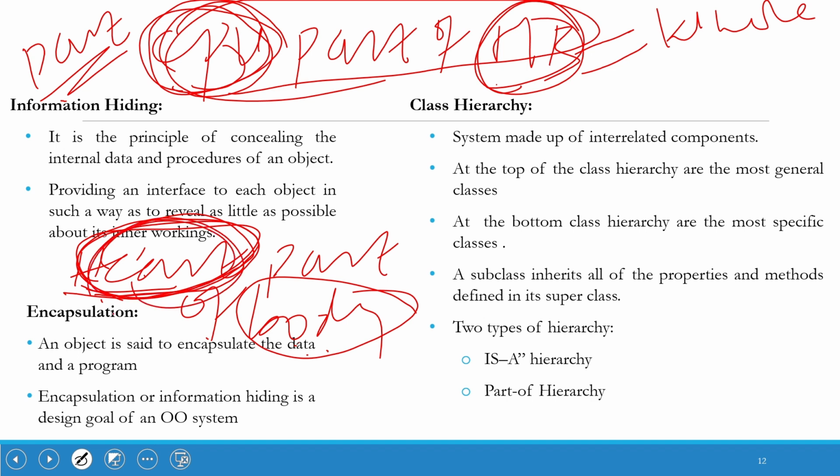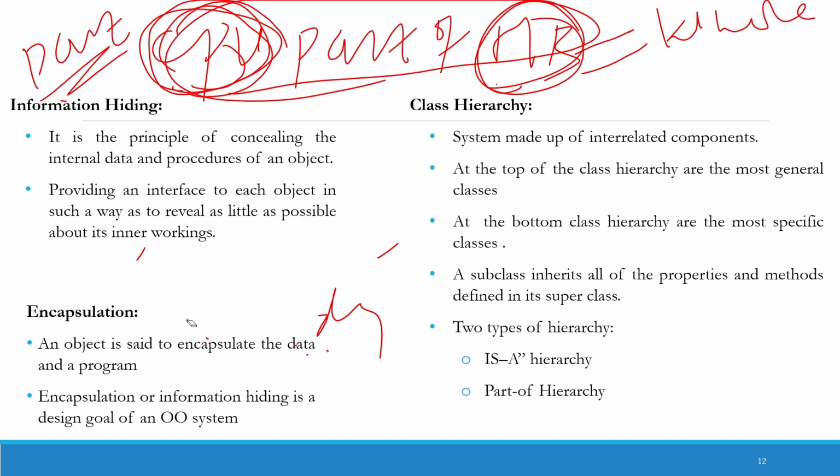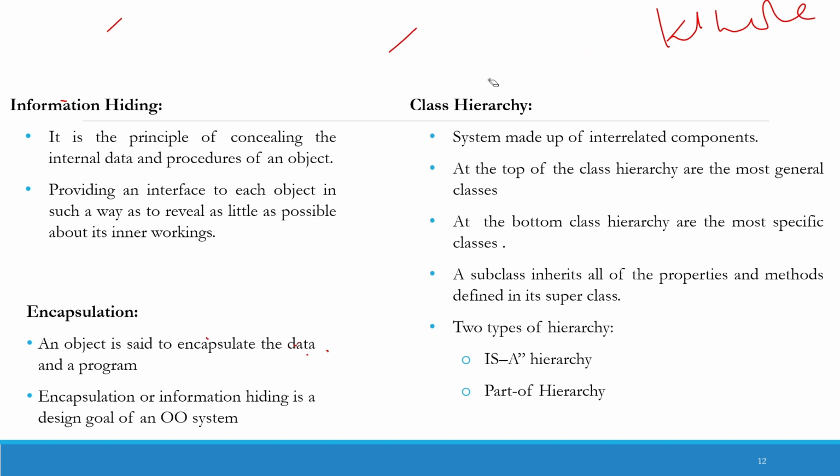So we have two types of is-a hierarchy. One is composition, where a smaller object composes the larger object. Such kinds of relationships are types of relationships or class hierarchy.